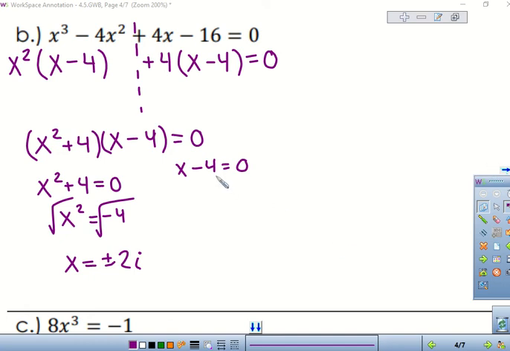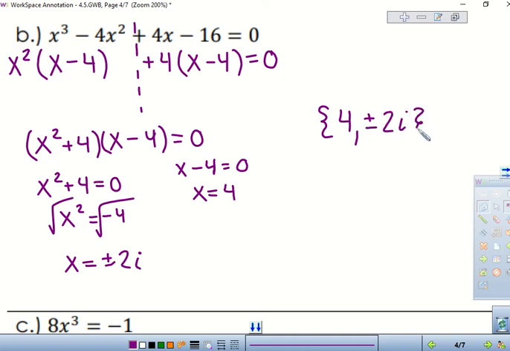And then over here, what do we do for this next one? We add 4, so we get x equals 4. So to write our final solution, we have 4, and then we have plus or minus 2i, which you could also write as 4 comma negative 2i and positive 2i. So how many total solutions are there in general? 3. How many of those are imaginary? 2. How many are real? Total number of zeros?